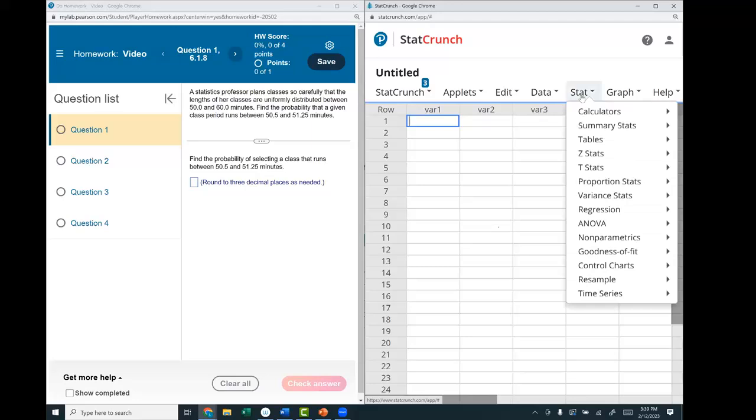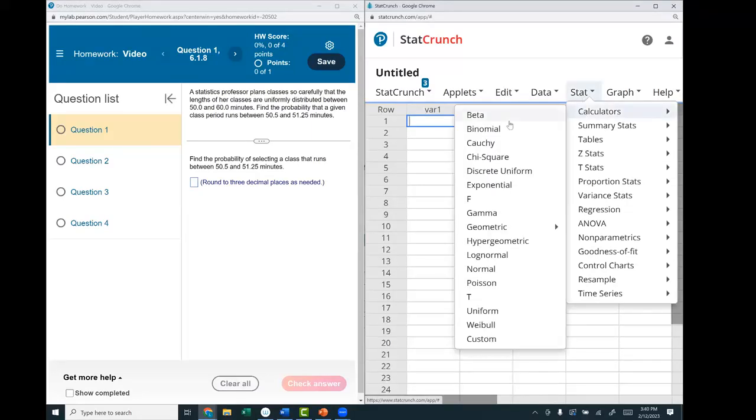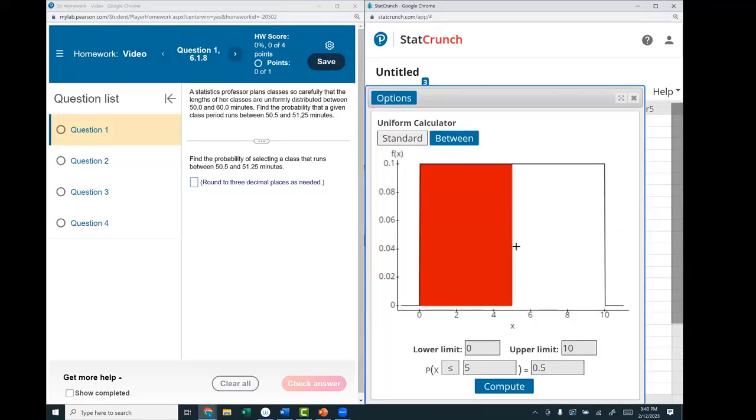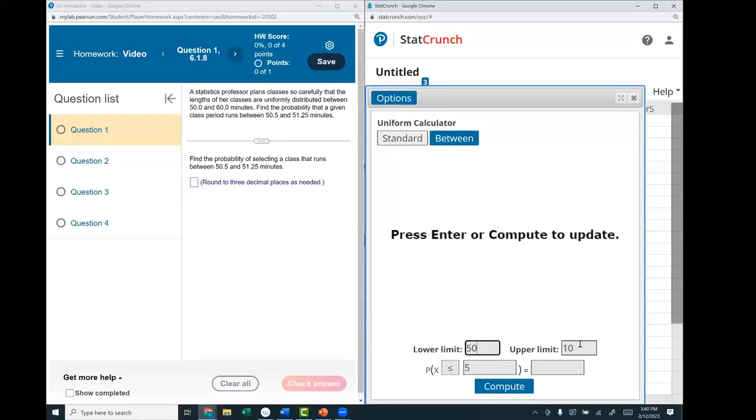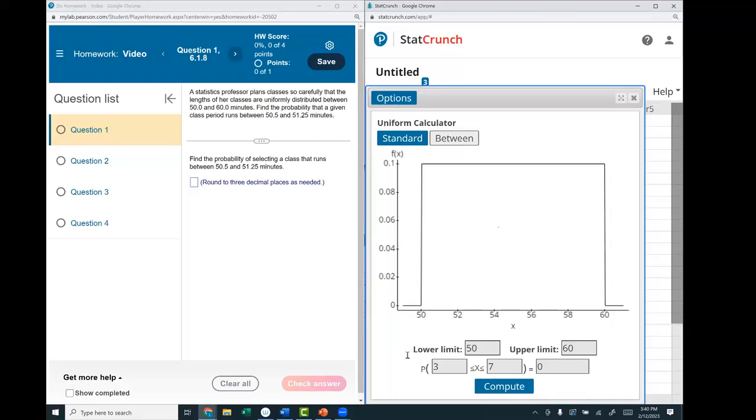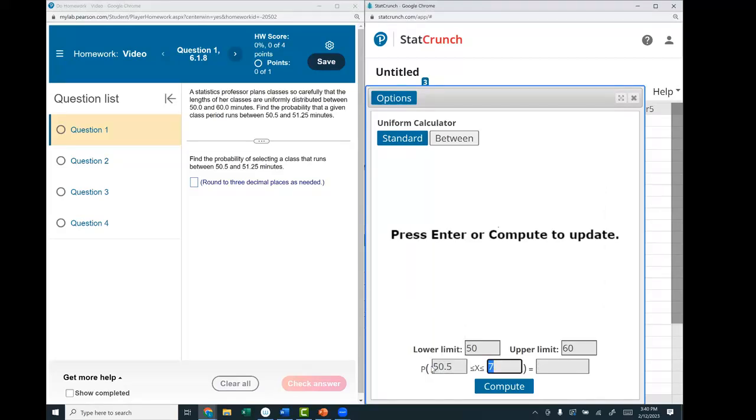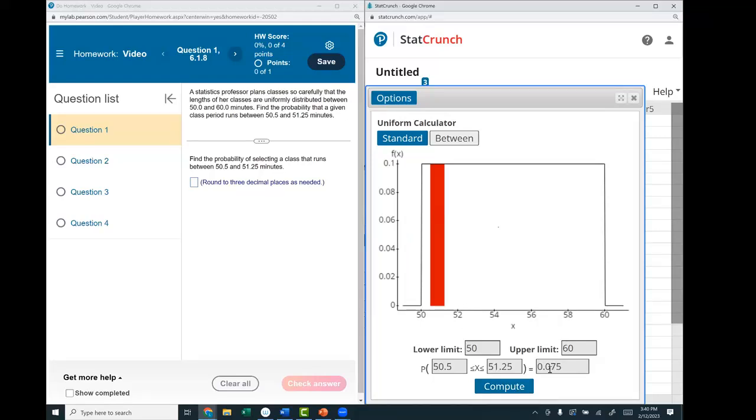Now this is not a standard normal distribution. This is a uniform distribution. And the lower limit here is 50 minutes, the upper limit 60 minutes. And I want to find the probability that the given class period is between 50.5 and 51.25. And I hit compute, and this is my probability right here.